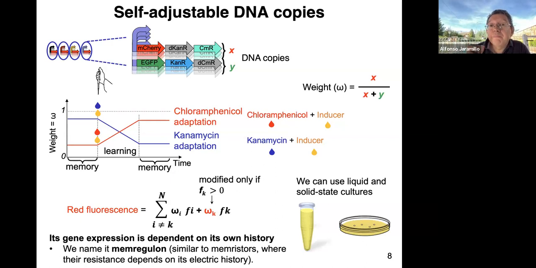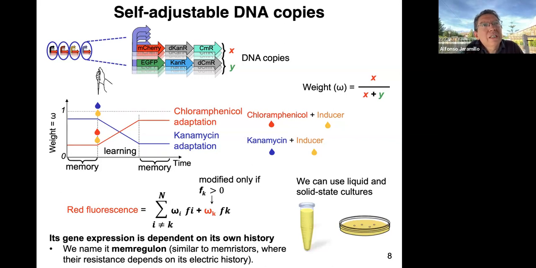Okay, but this is reversible. So you can just go with kanamycin, and then they go back to the sensitivity. And remember, this is at the population level, in averages. Because this gene expression now depends on the history of antibiotic selection, this sublethal selection, we say that it is dependent on its own history.